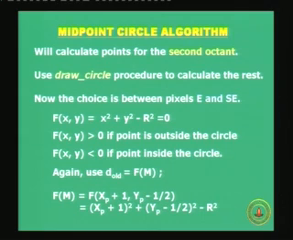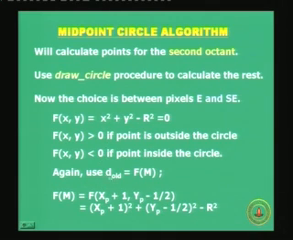The equation of f(x, y) is given as x squared plus y squared minus r squared is equal to 0. That is the implicit form, and the midpoint criteria says that if the function is positive, then the point is outside the circle. If the value of the function is negative, then the point is inside the circle. So, this is the midpoint criteria which we use to find out whether the choice is east or southeast.